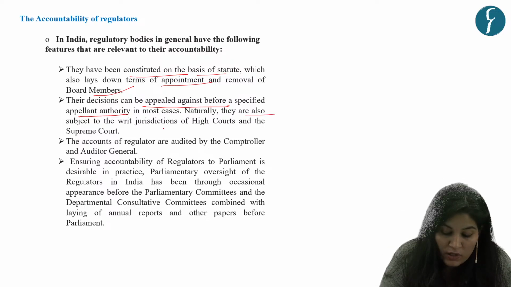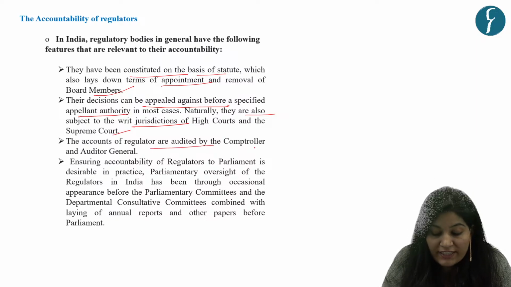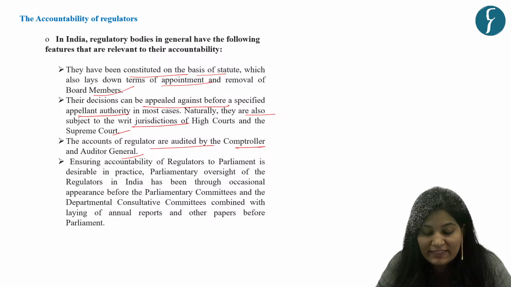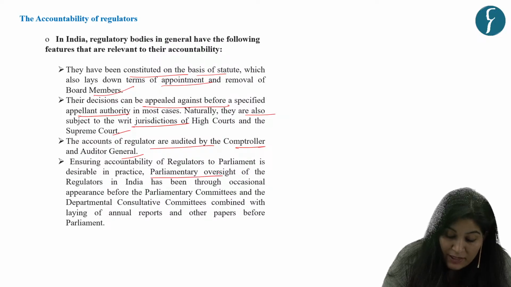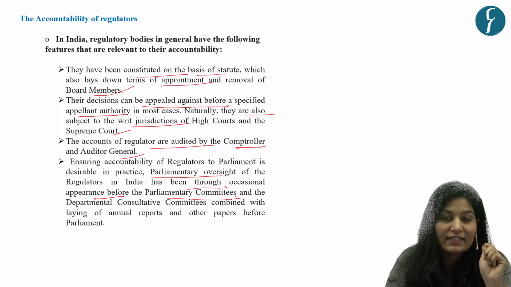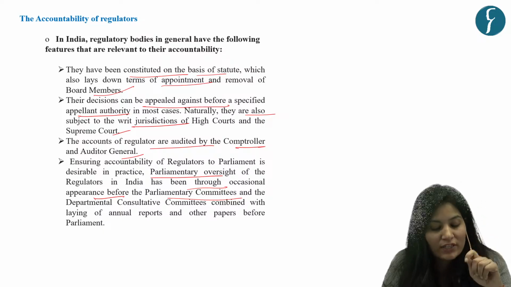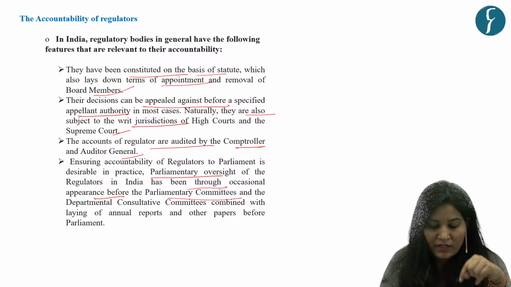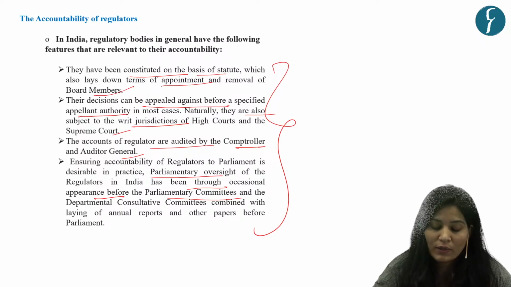So naturally, they are also subject to the writ jurisdiction of the High Court and Supreme Court. Then accounts of the regulator are audited by the CAG. If their accounts are audited by the CAG, definitely it will ensure accountability. Then parliamentary oversight is through occasional appearance before the parliamentary committee. So it is there, but it is an occasional touch. According to the author, it should be more frequent. So parliamentary oversight is needed. These are the different features to ensure accountability provided by the author.